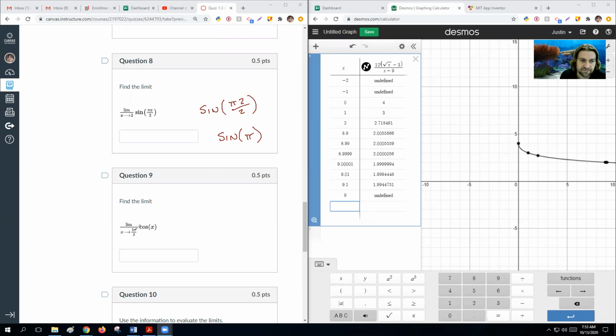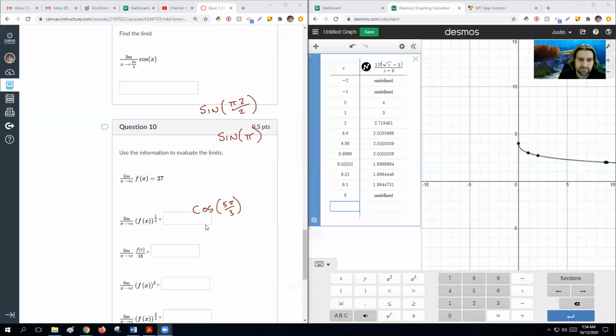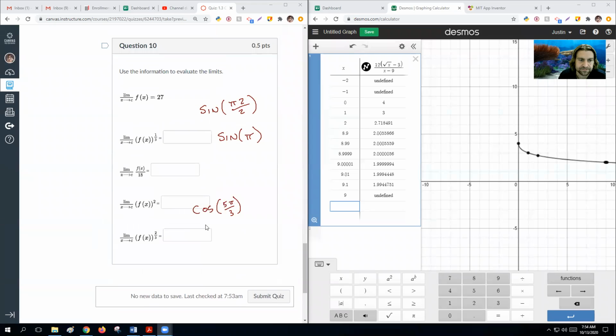Same thing right over here. The limit as x approaches 5 pi over 3 of cosine of x. So that's just the cosine of 5 pi over 3. So with trig functions, I'm not going to give you anything too crazy here. Just plug it in, see what we got. So cosine is the x. What's the x of 5 pi over 3?